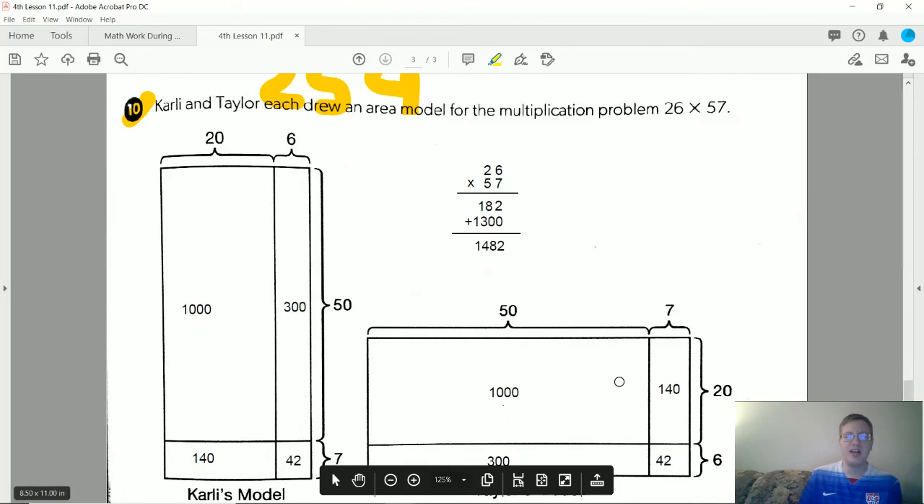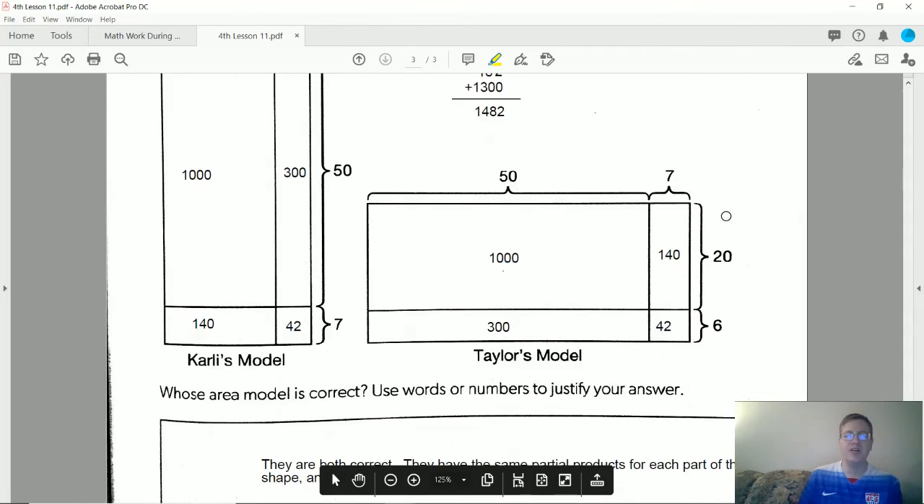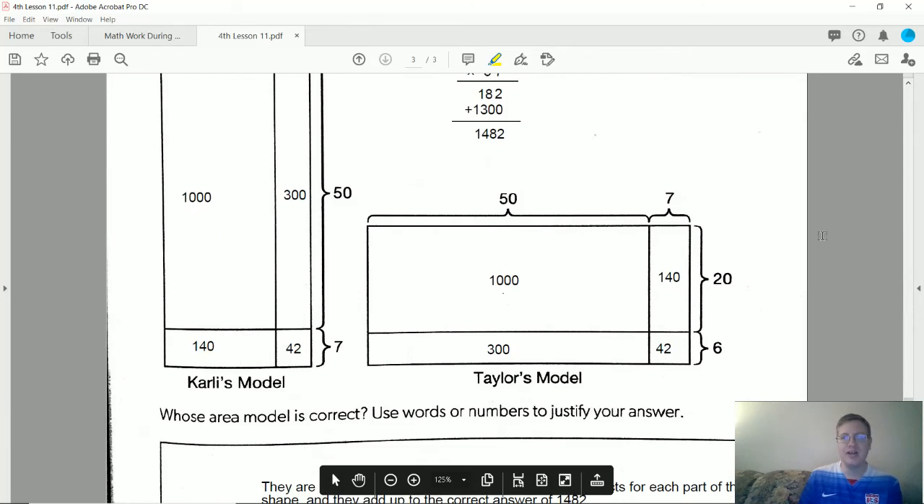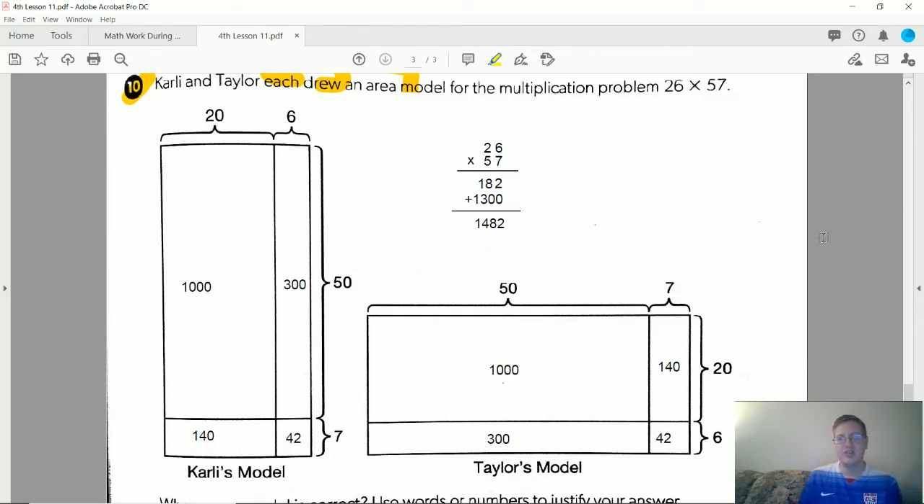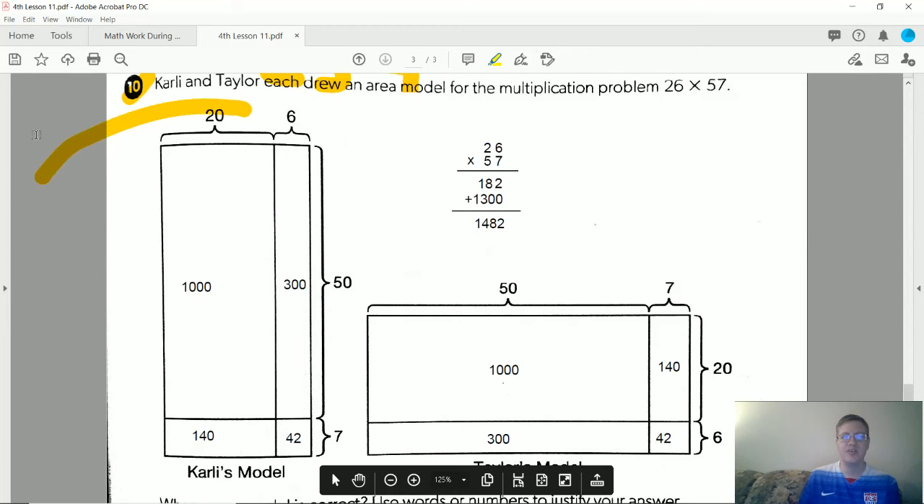So I've written my partial products in for both things. What they wanted us to figure out is which model is correct. Well, they're actually both correct. They just look different. If I were to take this one and turn it on its side this way, I would have the 20 and then the 6, 50 on top, and then 7. So it matches this, except we're numbering on the other side, and instead of this one being on the bottom, it's on the top here. So we're just flipping the way the shape works. But all of the partial products worked exactly the same.